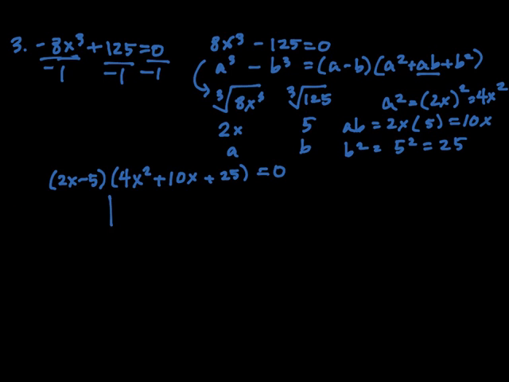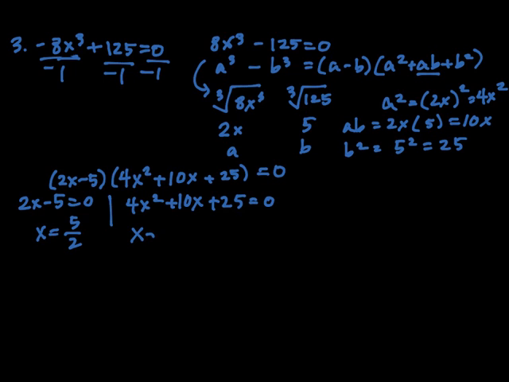So we can split this. So we have 2x - 5 = 0. Okay, so x = 5/2. And 4x² + 10x + 25 = 0.